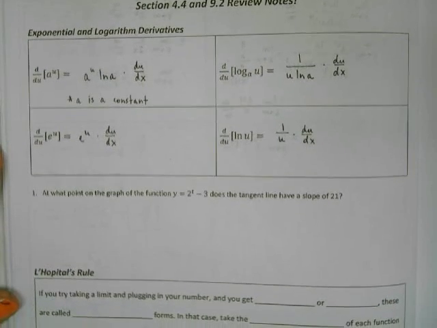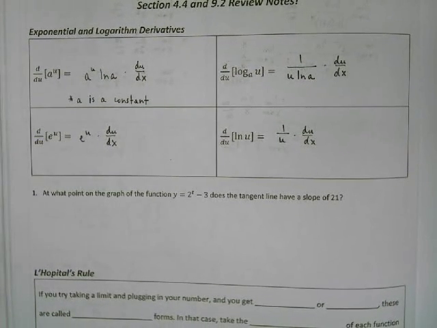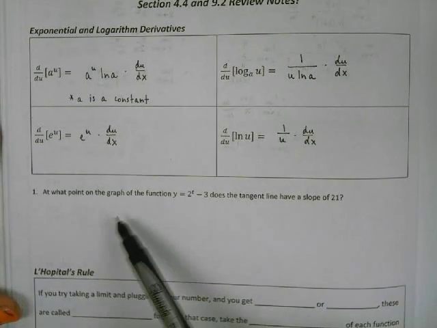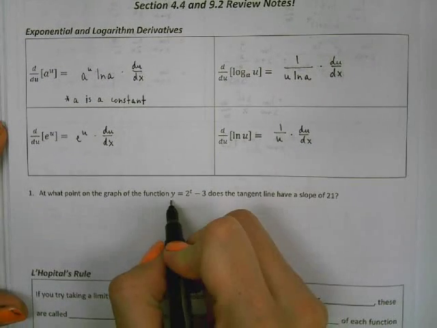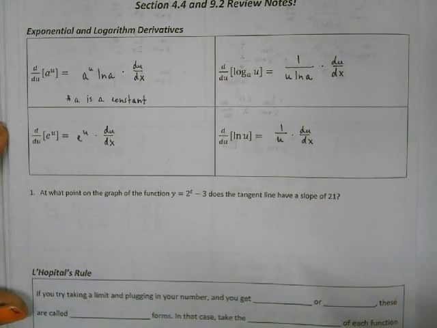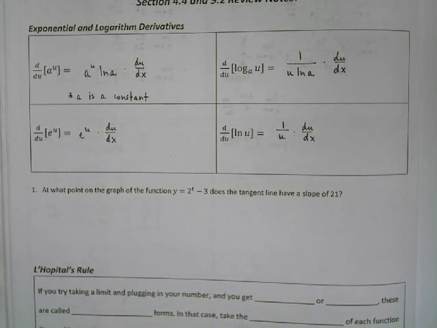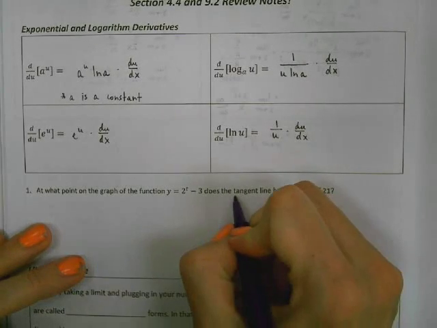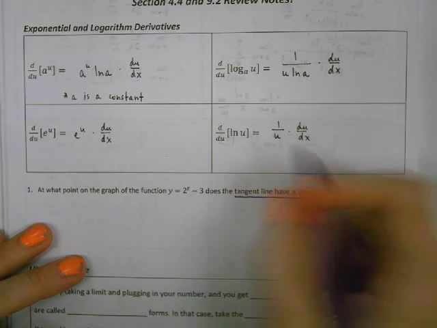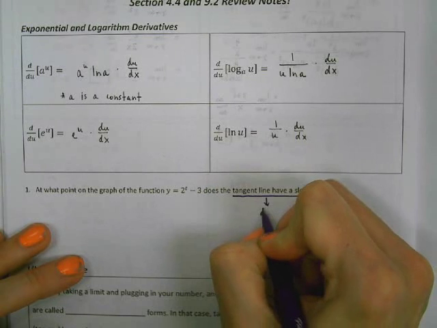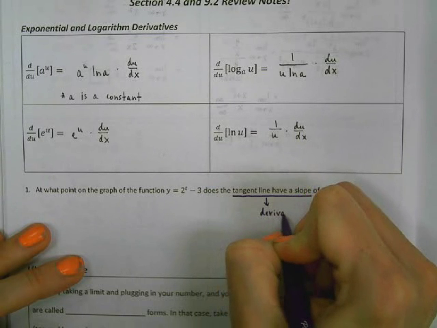So we're going to do one example, and we've done this example before, but it's a little tricky, so probably worth going over again. And so a question might look like this. At what point on the graph of this exponential function does the tangent line have a slope of 21? Okay, so now we know if we're talking about the slope of the tangent line, that's our derivative.